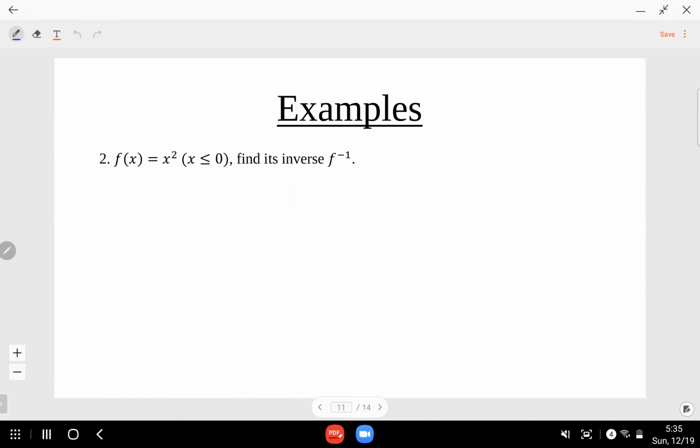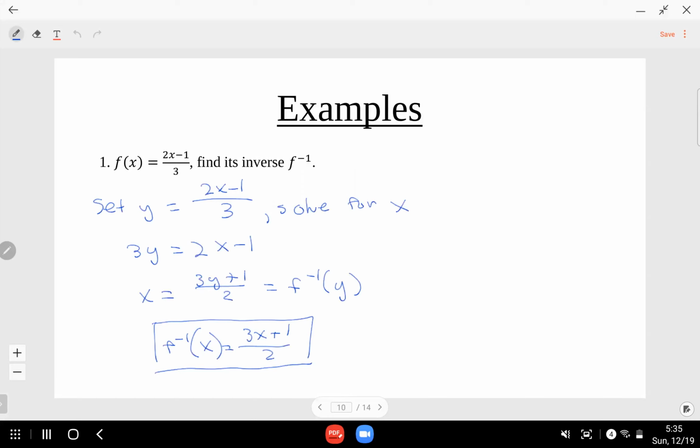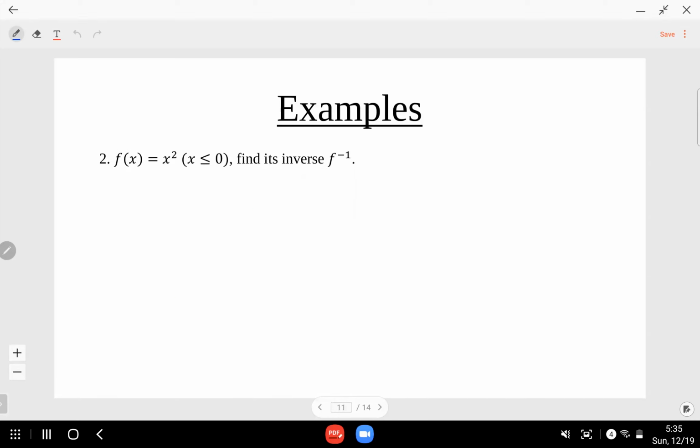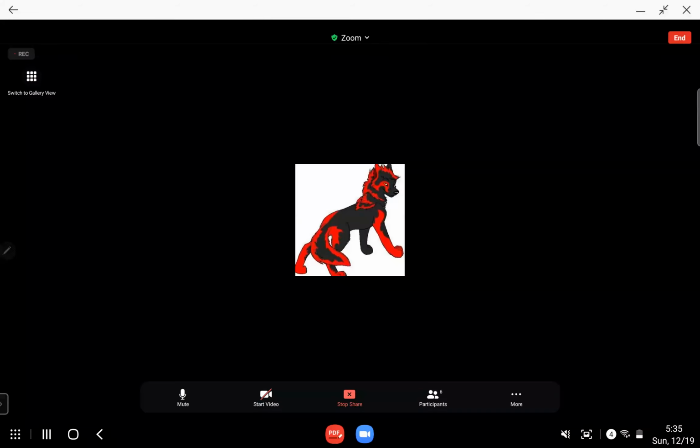Okay, use the technique here. Just set y equal to that function and solve for x. All right, so I'll mute and give you a few minutes to work, and put your answer in the chat box if you have one.